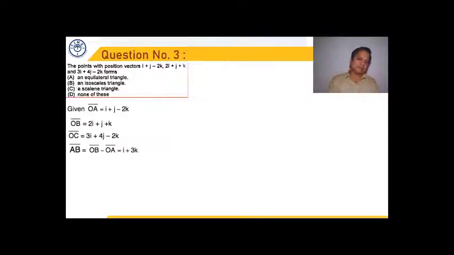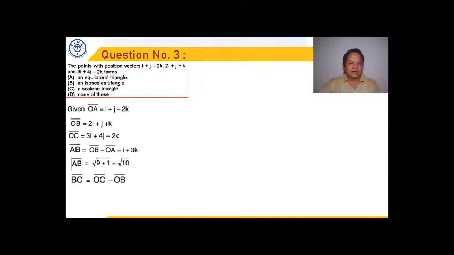So first of all, we found the AB vector. A, B, C can be any points, but with respect to some origin, so we take A as the first one, B as the second one. So we find the AB vector. If we talk about its modulus, it comes out to be the square root of a square plus b square plus c square. Now the i coefficient is 1, 1 square is 1, plus the j coefficient is 0, the k coefficient is 3, 3 square is 9. So 9 plus 1, square root, comes out to be root 10. So the length of AB, the side with position vectors i plus j minus 2k and 2i plus j plus k, is root 10.